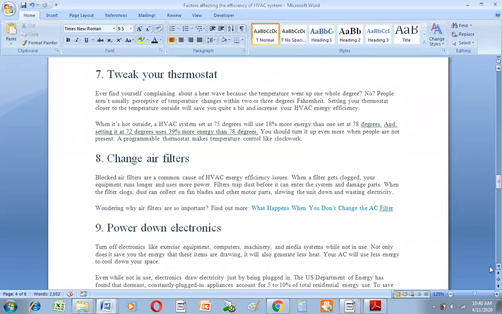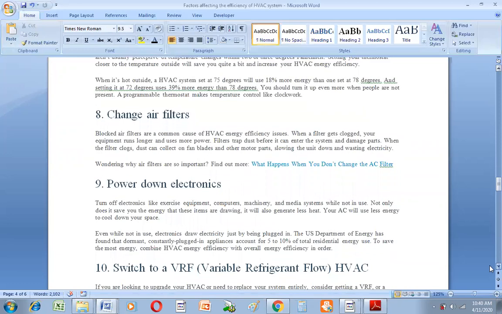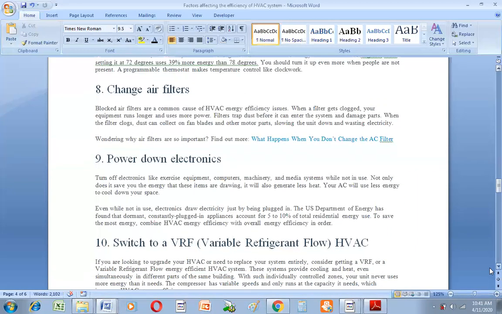Then the next point is power down electronics. Some electronic equipment are there, for example computers, machinery, media, printers. For example, if we are not using the computer and it is unnecessarily switched on, we have to switch it off, because the computer will produce unnecessary heat and it will affect the efficiency of the HVAC system. So we have to switch off the power electronic devices or equipment.